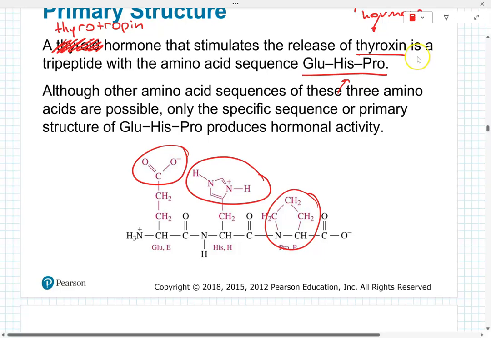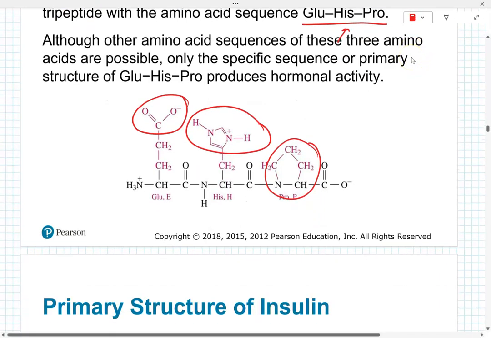Okay, makes sense? So this is why when we refer to the primary structure, it is a fundamental feature of a protein. That is what will eventually determine how it is shaped and everything.